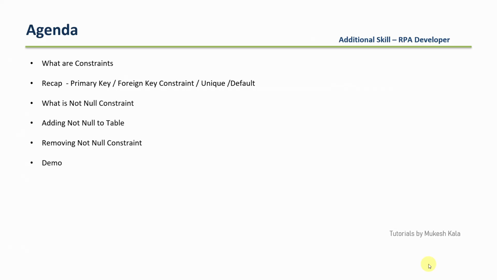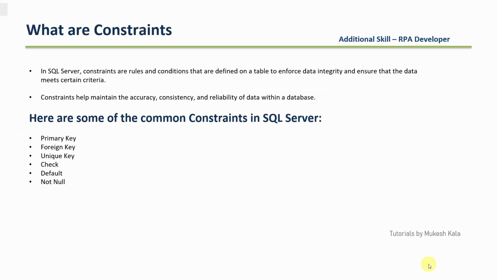Talking of the agenda, we are going to quickly start with what exactly constraints are. We are going to have a quick recap of what we have already covered in the previous videos. Today we are going to see a new constraint which is not already covered, which is the not null constraint. How do you add it to the table? How do you add it to an existing table? How do you remove it? All of this we are going to see with the help of step-by-step demonstration.